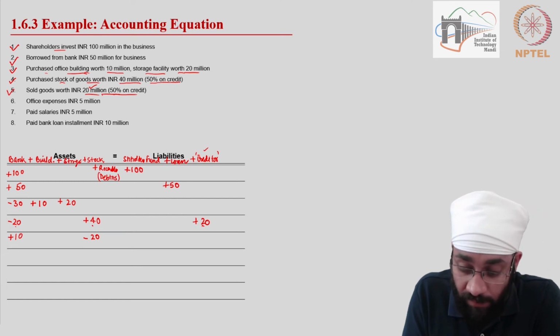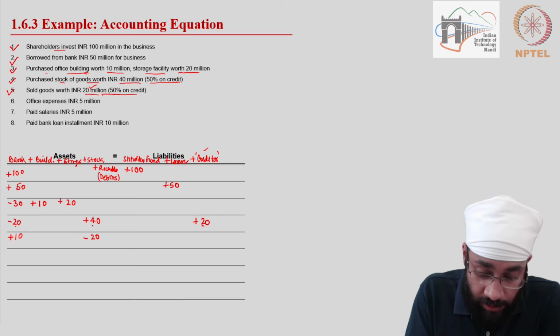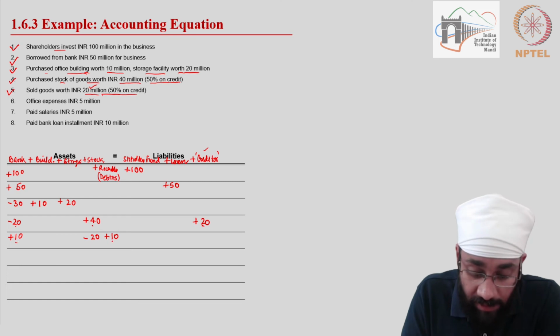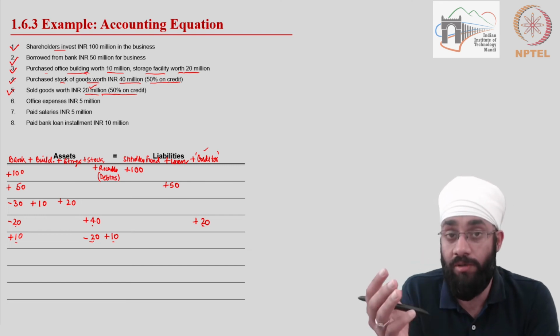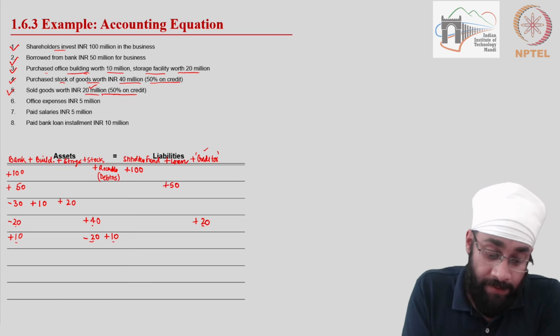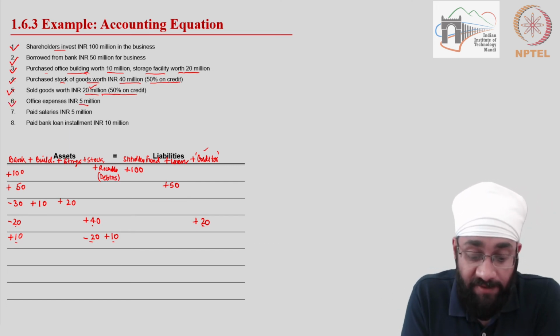Debtors. That's the opposite of creditors. You have to recover money from the customers. So what you have to recover from customers is plus 10, because 10 you have already received and 10 has to be recovered against a value of 20 million of stock which was sold to your customer. Done. Next is office expenses paid, 5 million.